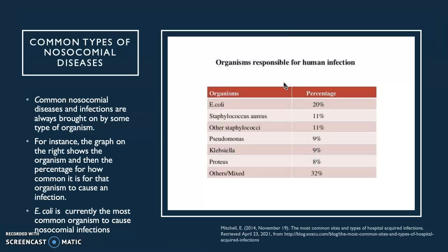Common types of nosocomial diseases. While the symptoms of each nosocomial disease will vary by the type, the most common are as seen: UTIs, or urinary tract infections, which are caused by E. coli, Enterococci, or P. aeruginosa; respiratory infections, which are caused by P. aeruginosa; blood infections caused by S. aureus, or a wound infection caused by Enterococci bacteria. The graph on the right shows the organism responsible for the most common nosocomial diseases, and then how common they are in causing one.